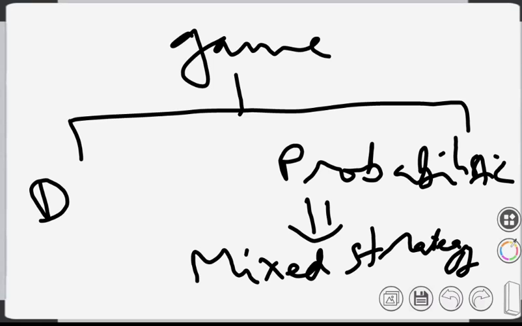When a game is played with more than one strategy, when both the players play with more than one strategy, then the game is called a probabilistic game, and it's played with mixed strategy. Mixed strategy means with some probability. We will define that in the next class again. Leave this probabilistic game, we'll do that next class.